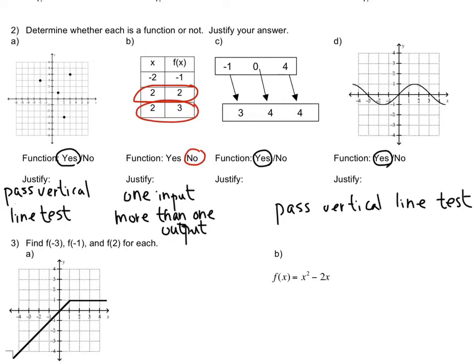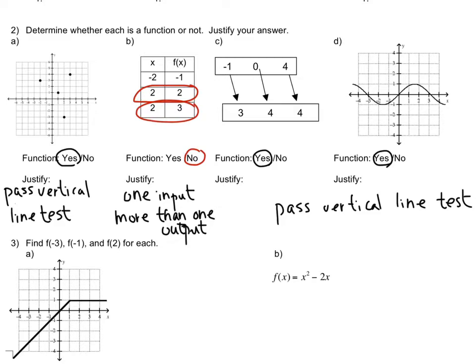So I'm going to emphasize again. If one input has more than one, I didn't say 2 output. If it's more than 1, then it will fail the vertical line test. Letter C, so for each individual input, it has its own output. So this is definitely a function.